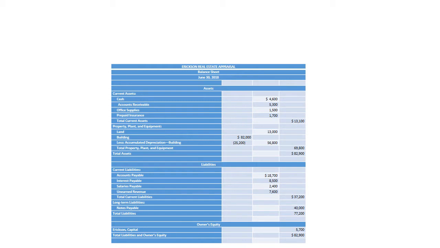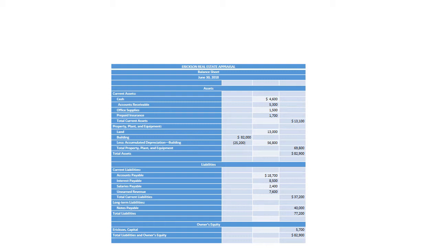Property, plant, and equipment is the other major category of assets. Remember, these are long-term assets that are tangible that you'll use in your business. Now, the other day when we were working on our in-class problem, there was only 1 property, plant, and equipment. But now we have 2. And remember, we have to subtract accumulated depreciation from any assets that have it. Now, land is not depreciated, so we just put the dollar amount of land.